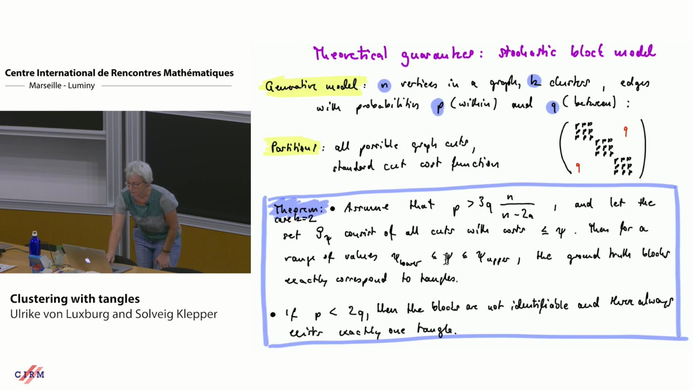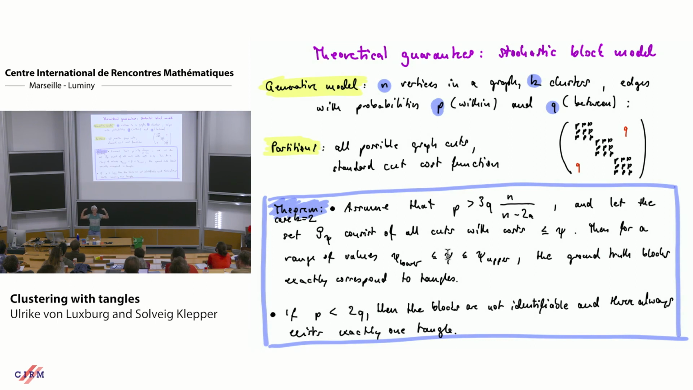And now the theorem goes as follows. If this parameter psi that we chose, the boundary to which we go with the cost function, satisfies some conditions, it's not too low and not too high, and that's a complicated expression which I didn't put on the slide, but if it satisfies certain guarantees, then you can prove that the ground truth blocks in the stochastic block model exactly correspond to tangles. So if you have two clusters in your block model, you would find two tangles and they would correspond to these blocks. So that's exactly what you want to find.